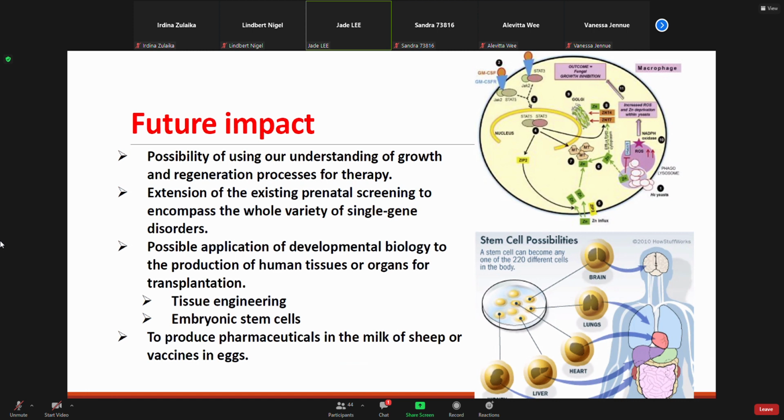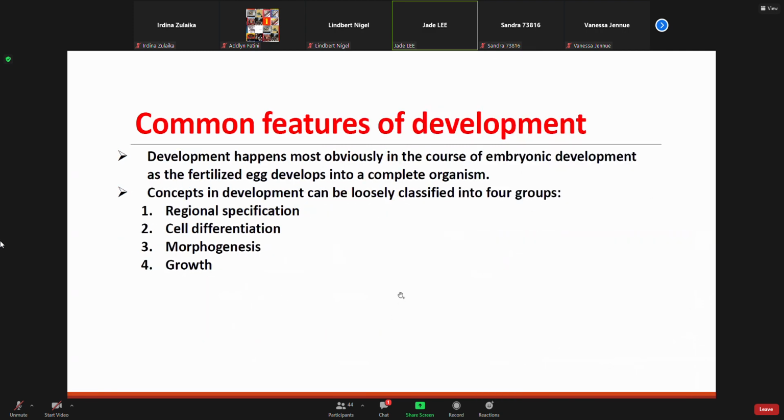And there are many more actually. If you read more, there are a lot of quality products that have been produced because of the understanding in developmental biology. Okay. And the common feature of development is they happen mostly in the course of embryonic development as the fertilized egg develops into the complete organism. So the concepts in development can be loosely classified into 4 groups, which are regional specification, cell differentiation, morphogenesis, and also growth. These are the basic 4 domains or concepts that we study in developmental biology.